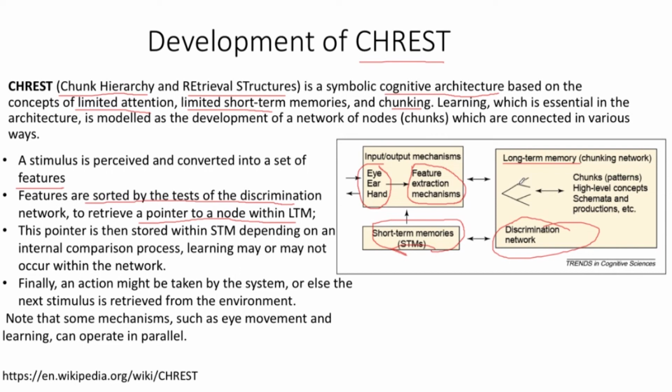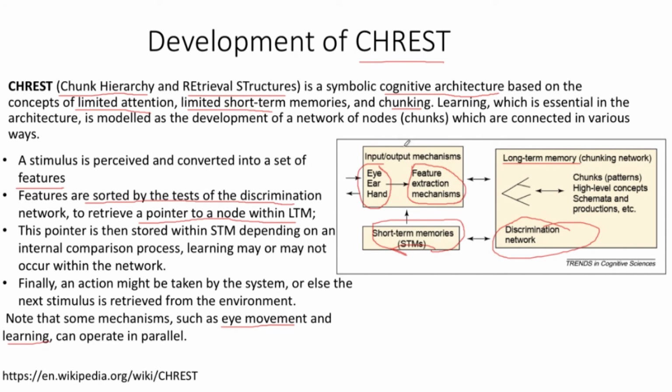Then the addresses of those points come to the short-term memory, and finally an action might be taken by the system, if it is a new learning process, or else you start a new feature to extract. And many of these processes can be done in parallel, like eye movement and learning, and many other processes. So that's what the CHREST algorithm was.